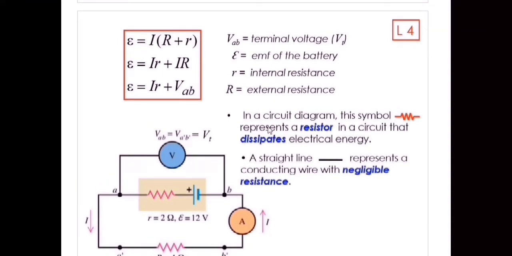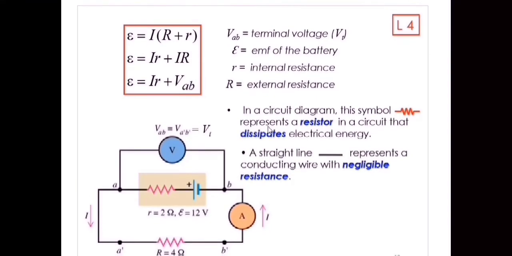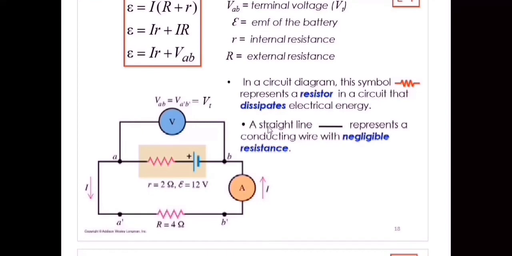And next, this is what I said earlier. This is the terminal voltage, and if we put a voltmeter across A and B, we will get the same terminal voltage. For instance, the EMF could be 12 volts, but it's not necessary that we would actually get 12 volts of terminal voltage. This is due to the internal resistance, which is 2 ohm.